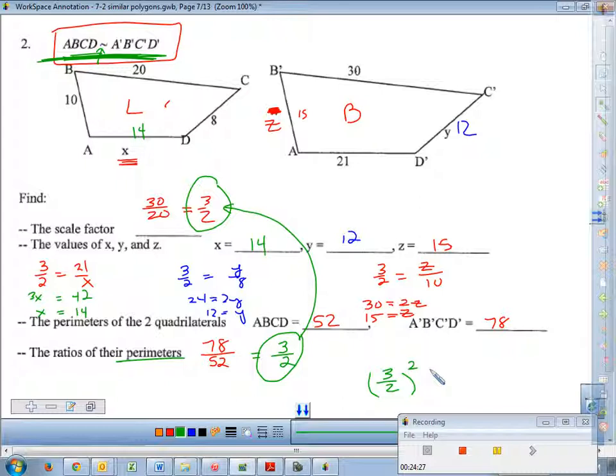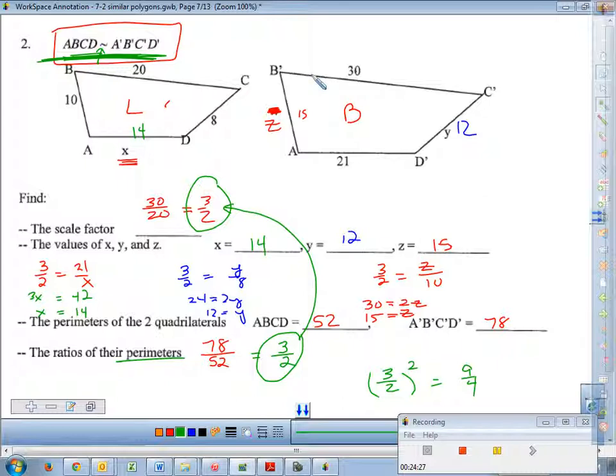Does anybody in here know what 3 squared is? Does anybody know what 2 squared is? So you just square each number. What's 3/2 squared turn out to be? So if I asked you what's the ratio of those guys' areas, since the scale factor is 3/2 and area is in square units, that would be 9/4, the ratio of their areas.